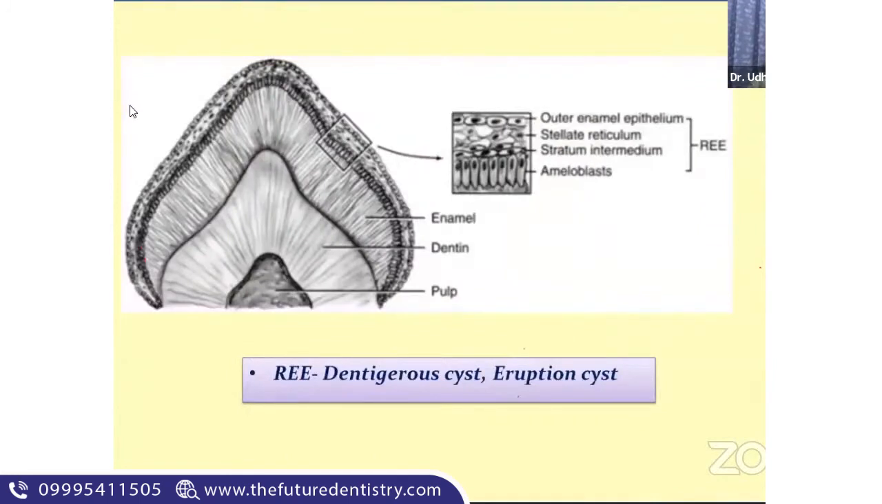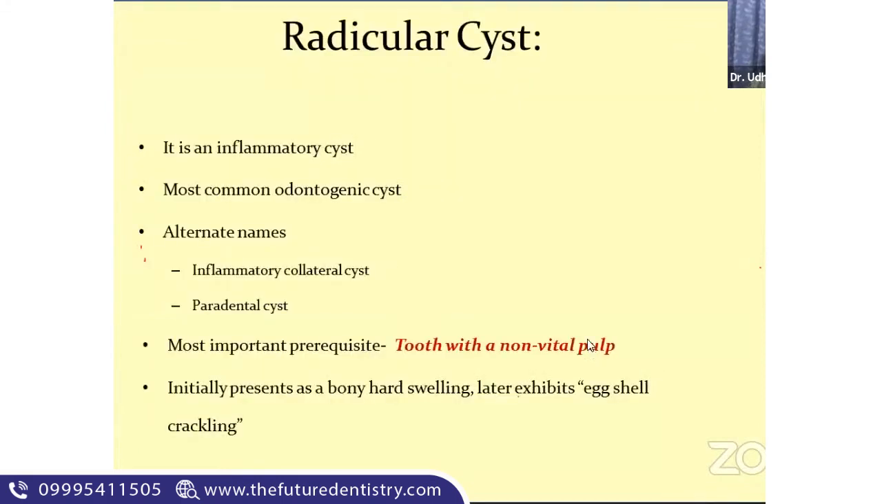Reduced enamel epithelium, you saw dentigerous cyst and eruption cyst. Now a brief note on radicular cyst. Just to tell you, it is the most common odontogenic cyst, because all of these things have been asked directly as questions. It's inflammatory in origin, associated with a non-vital pulp. A radicular cyst is always associated with a grossly carious tooth or a non-vital pulp. That's the most important prerequisite. And it is the most common odontogenic cyst. These two have been asked repeatedly in entrance examinations. Alternate names are your paradental cyst and inflammatory collateral cyst.